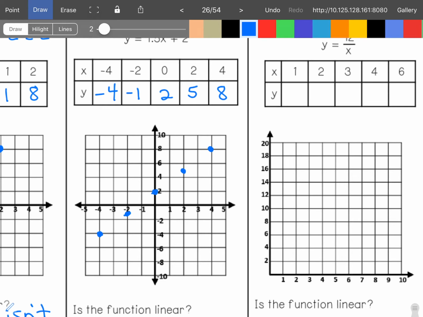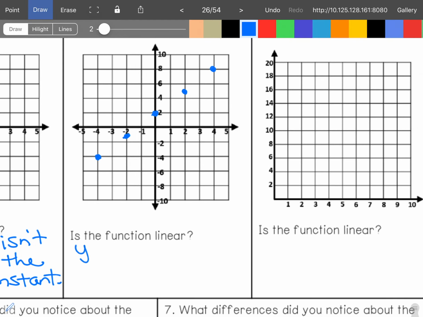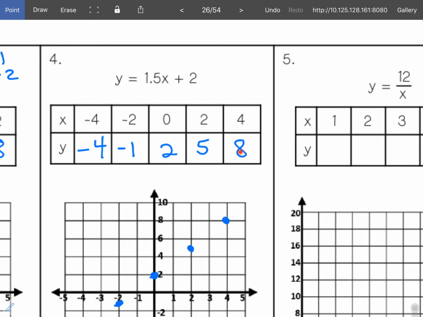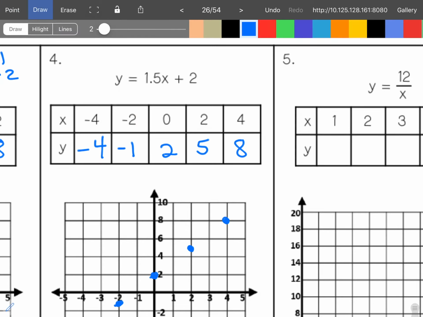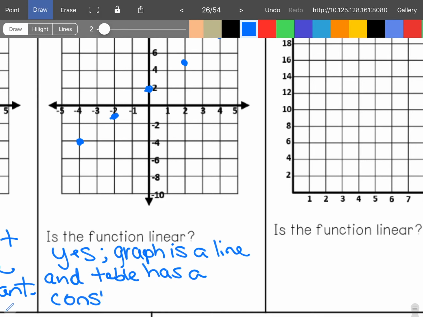Okay, so does that look linear when you graph it? The answer is yes. It looks linear from the graph, but let's check to make sure it's linear in the table. So we look at our difference in our y's over our difference in our x's. So 8 minus 5 is 3, and 4 minus 2 is 2, so that's 3 over 2. And then if we come to this pair, 5 minus 2 would be 3 over a difference of 2. And then 3 over a difference of 2. So it has a constant rate. So we can say yes, graph is a line, and table has a constant rate.